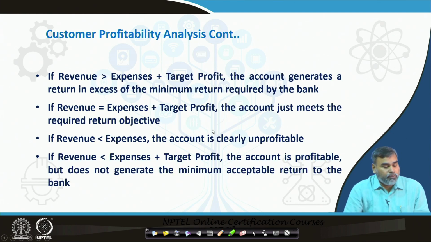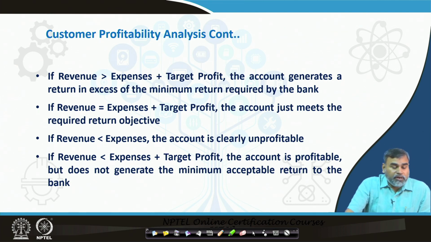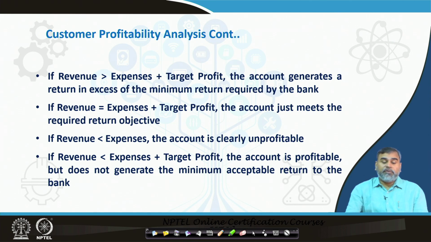Here there are 4 conditions you can observe. If the revenue generated is more than the expenses plus the target profit that the commercial bank has fixed from the beginning, then this account generates a return in excess of the minimum return required by the bank. Whatever expected return the commercial bank has fixed, if the revenue generated from that account is more than the expenses incurred plus the target profit, then the commercial bank is in a good position and is generating some excess return out of this particular account.